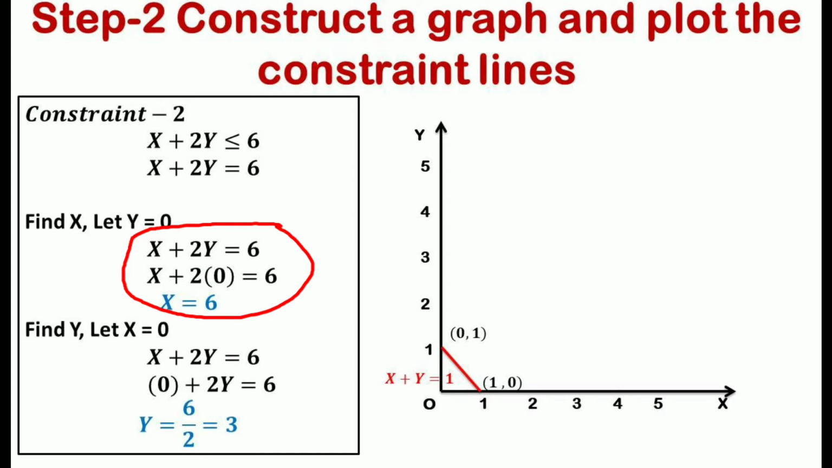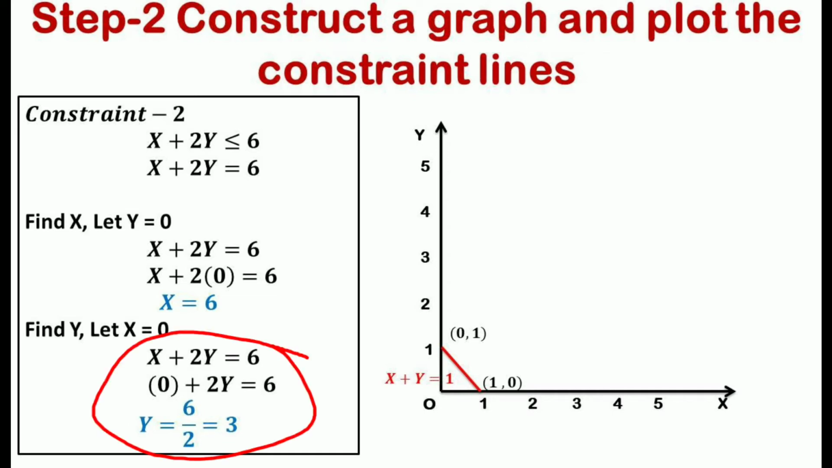By substituting the value of y equal to 0, it will become x plus 2 into 0 is equal to 6. That means x is equal to 6. By assuming the value of x is equal to 0, we can find the value of y from the given constraint, that is x plus 2y is equal to 6. By substituting x is equal to 0, it will become 0 plus 2y is equal to 6. Therefore, y is equal to 6 divided by 2, which is equal to 3.